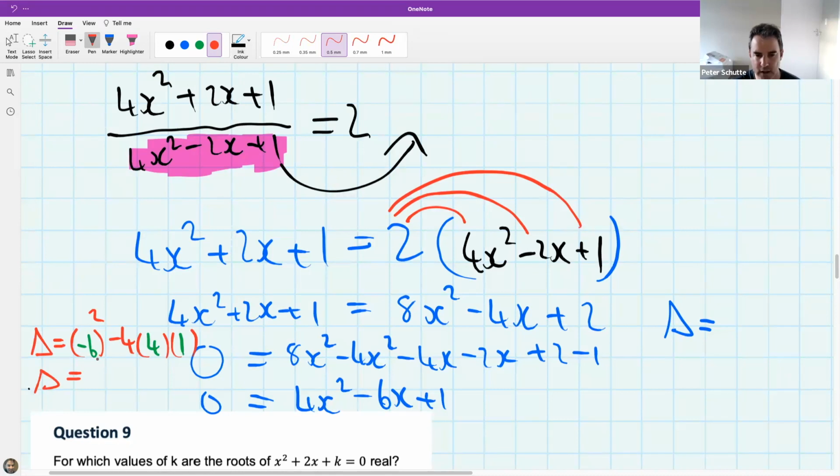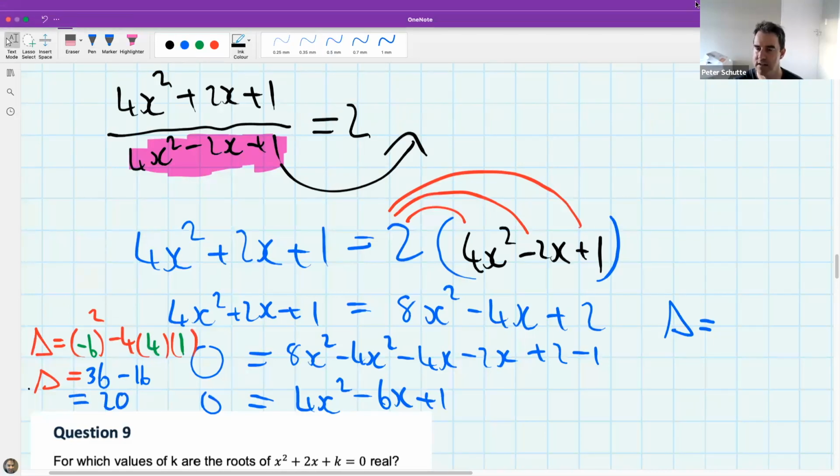So b squared is minus 6 squared, so that should give me 36. And then this should be minus 4 times 4, so minus 16. So I get a delta value of 20.